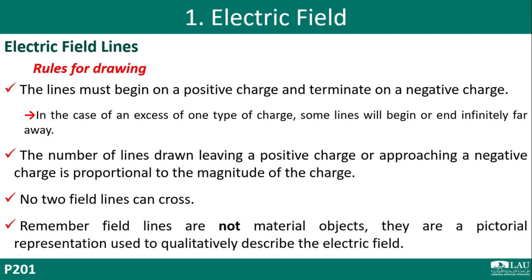In our case, let's say we have the same size of charge, one positive, one negative. So the number of lines drawn leaving a positive charge will be equal to the number of lines approaching a negative charge. Okay, so the number of lines is proportional to the magnitude of the charge. The most important property is that two field lines cannot cross. Okay, so the field lines can never cross.